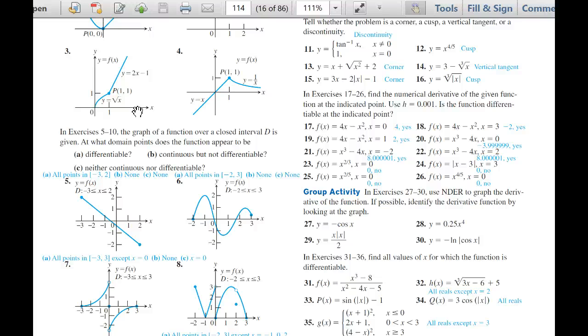Oh, you guys can see we did this one on our notes. Number 12 is from our notes. Cube root of x, that's a vertical tangent. The cube root of absolute value of x, when you graph that, you would get a cusp. There you go. You got the evens.